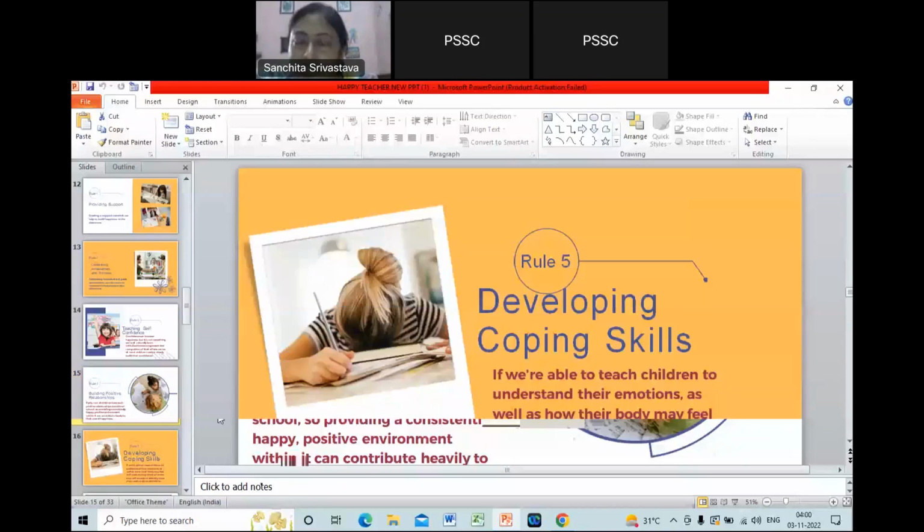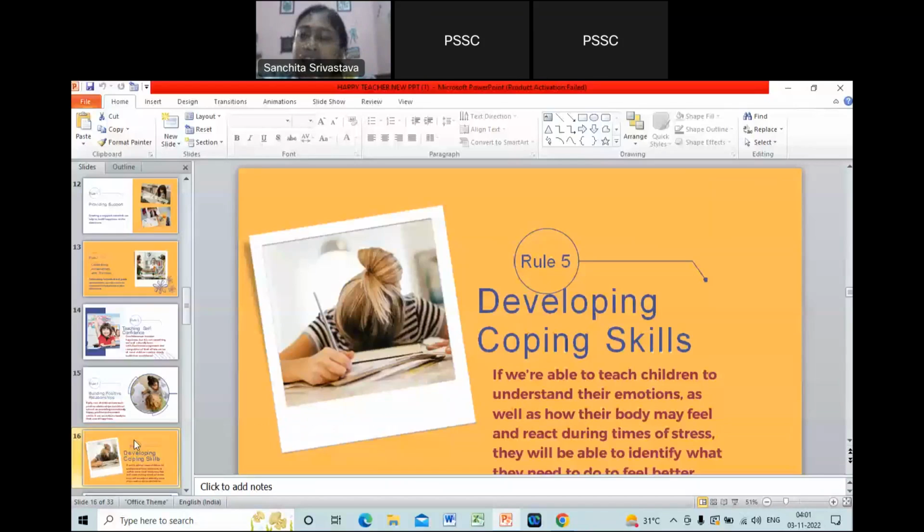These children have to learn and develop coping skills. We are giving them skills. Some are innate, that means some they are born with, and some we are teaching them. So how they are going to use that skill in their day-to-day life, in their academics, is very, very important.